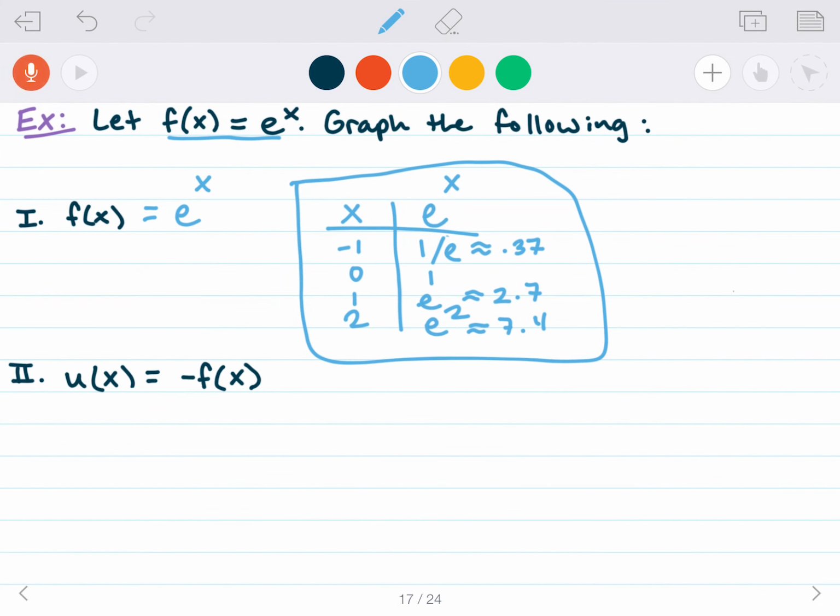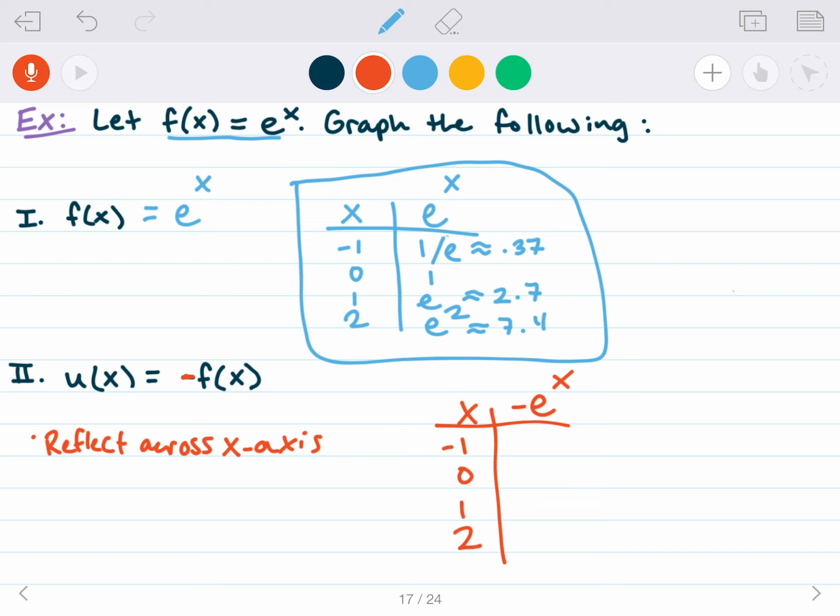So our next one, we have negative e to the x. So the negative is being multiplied on the outside, which means that this is a reflection in the x-axis. So this is a reflection across the x-axis. And we can get a table for this going. So our x's are going to be the same as our parent function. And again, I'm just multiplying this negative on the outside of e to the x.